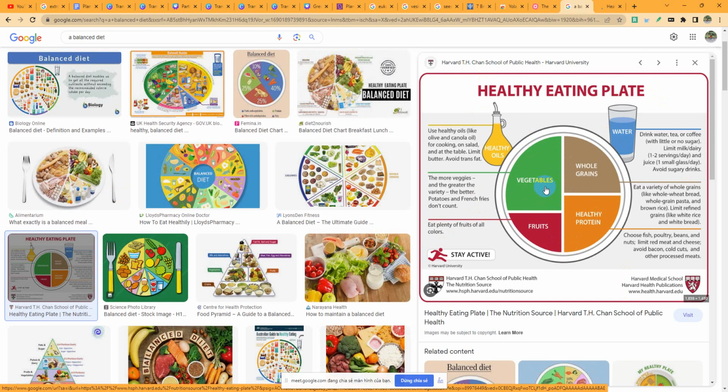There's always a reason why your parents and grandparents scold you for not eating enough vegetables, because they understand vegetables can do a lot of wonders for our health and bodily functions. Here, the more veggies and the greater the variety, the better. Potatoes and french fries don't count, because potatoes, I think, lean more into the glucose proportion. So with vegetables, you just need to diversify your diet with as many vegetable sources as possible.